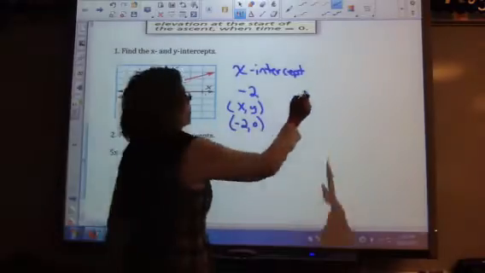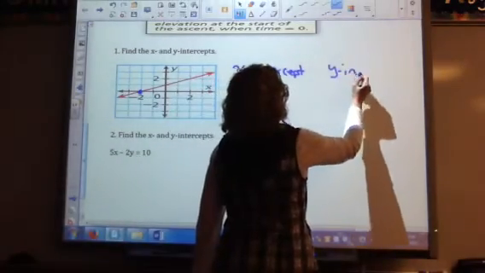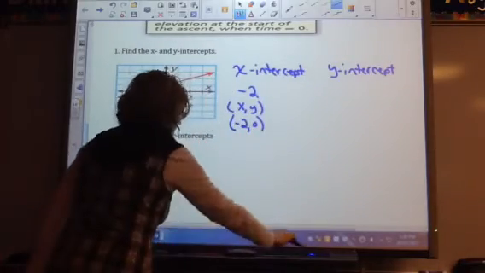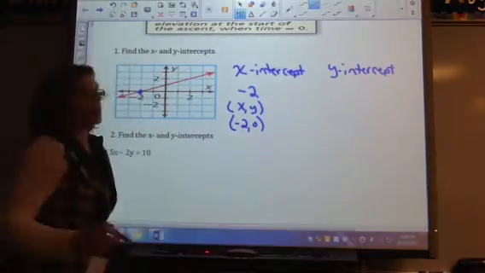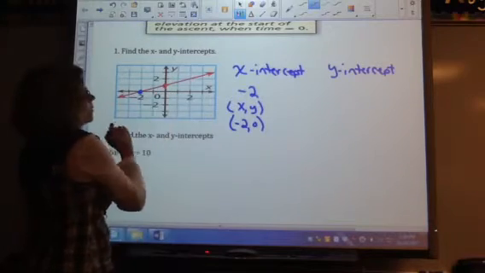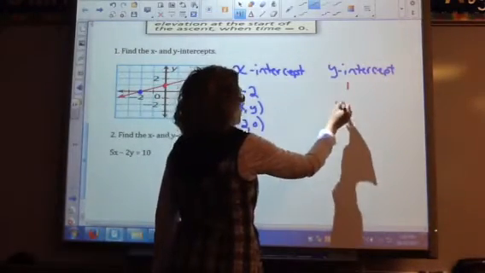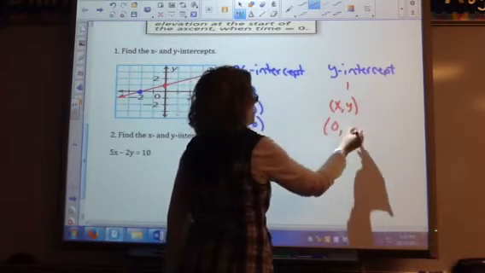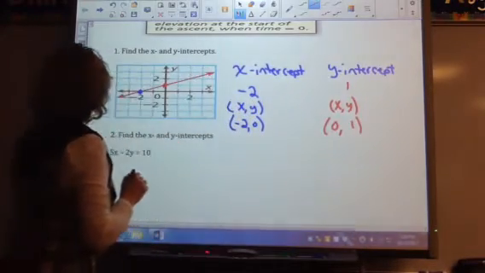Okay, and then for your y-intercept, this is where it crosses the y-axis. Here's your y-axis. It intersects right here. That's +1. So when you list that ordered pair, remember x is always 0 and your y is 1.